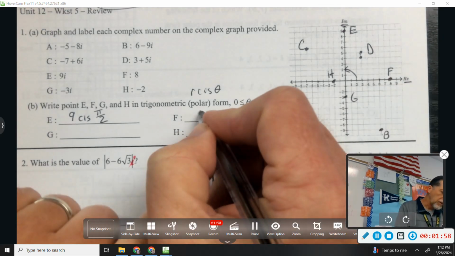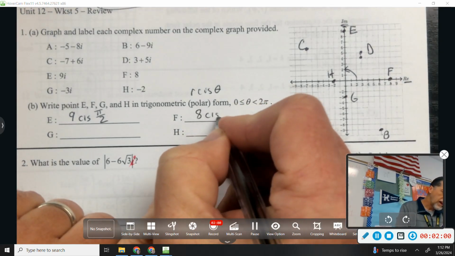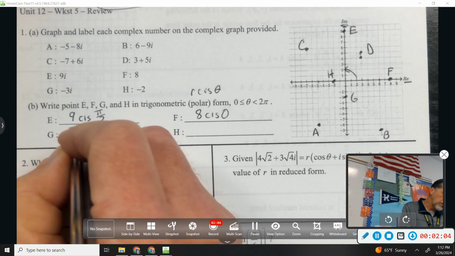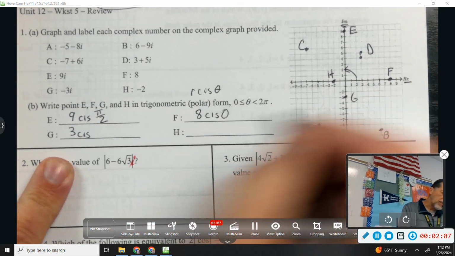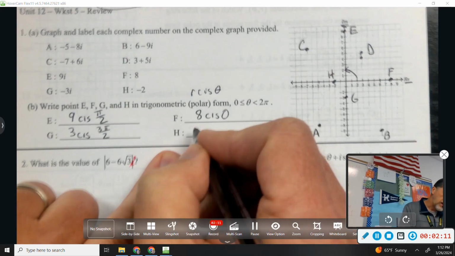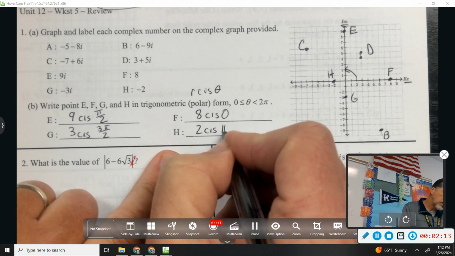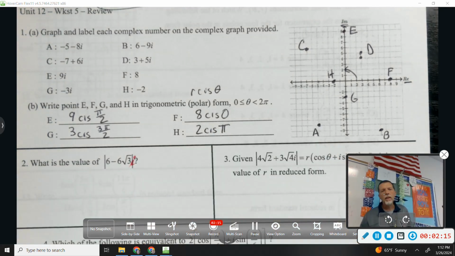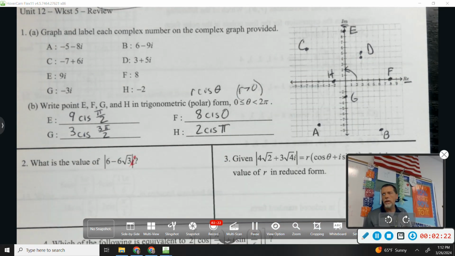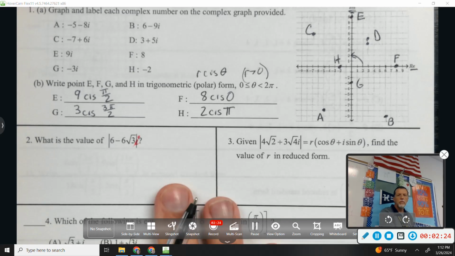F is 8 away from the origin, and its angle is 0. G is 3 away from the origin, and its angle is 3 pi over 2. And H is 2 away from the origin, its angle is pi. r is always going to be positive when we write r cis theta, and the angle will control whether it's negative or not.